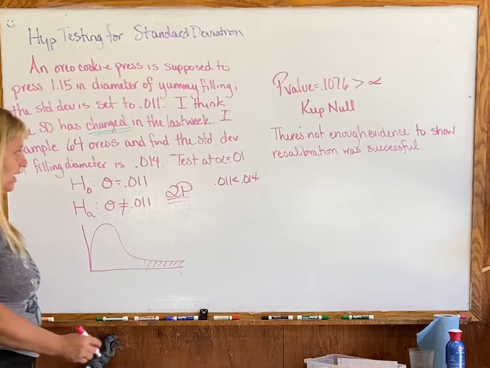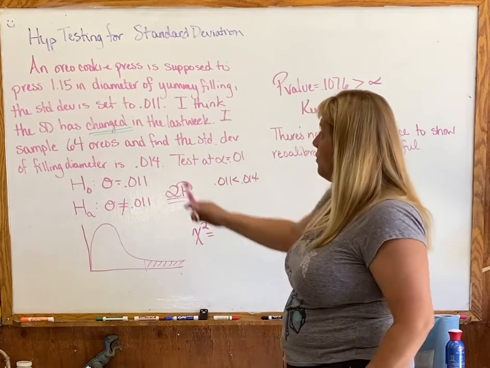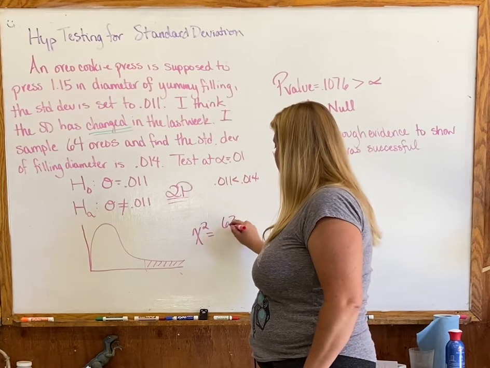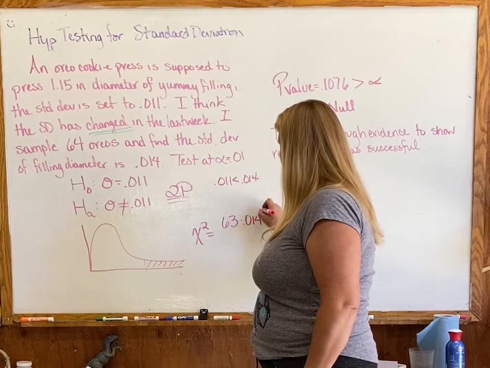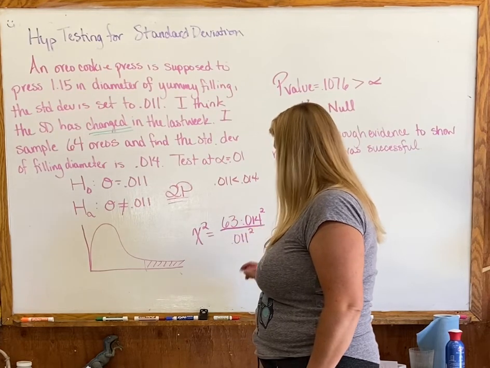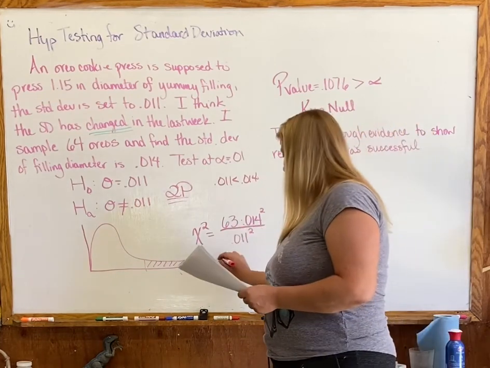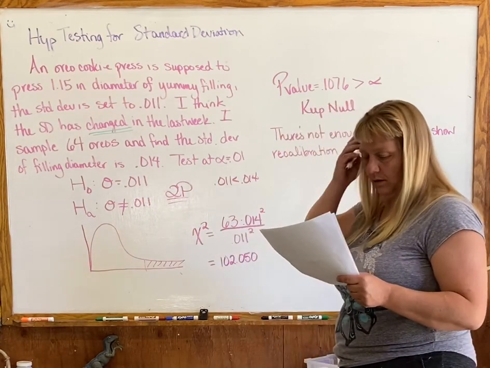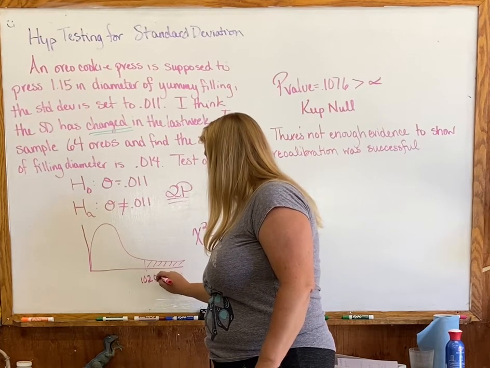Okay. Now, chi-square. So let's find our test statistic. Bigger sample here, so our sample size is 64. So n minus 1 will be 63. Our sample standard deviation is 0.014. We'll square it, and then we'll divide by 0.011 squared. And this time, what do we get? 102.050.